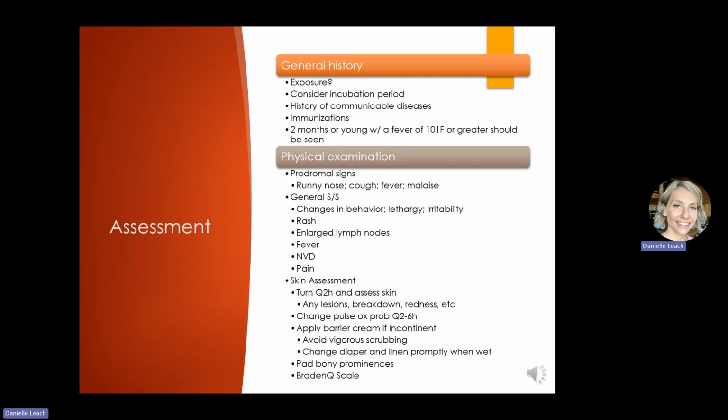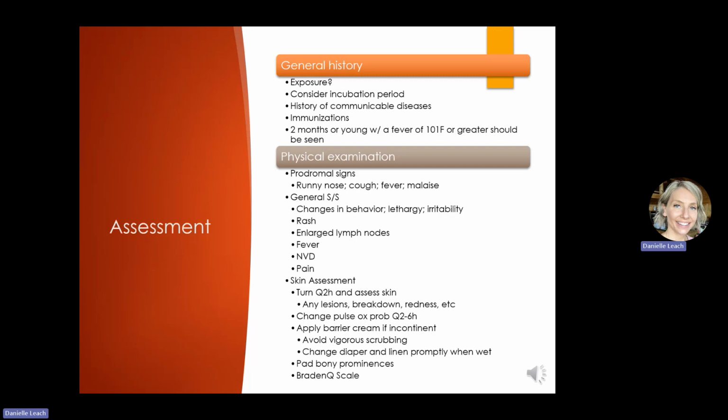If they have a pulse ox on, we want to change the location of that every 2 to 6 hours. It's a wide range, but it depends on the child's age and what sort of pulse ox you're using. A lot of times with children, we're using the ones that are like stickers, which can cause pressure ulcers or skin breakdown more easily because of that stickiness. So we want to be rotating that every so often so that there's no skin breakdown.